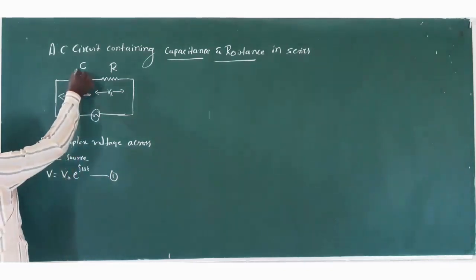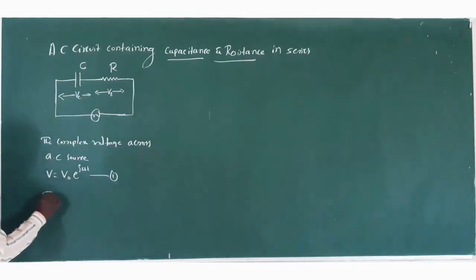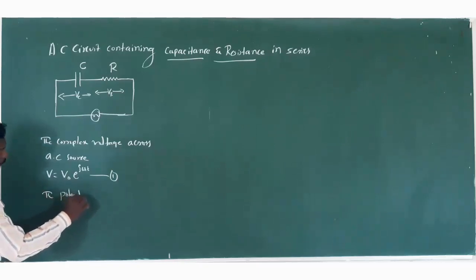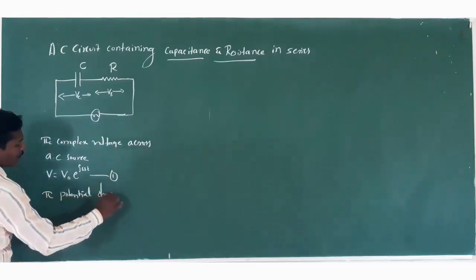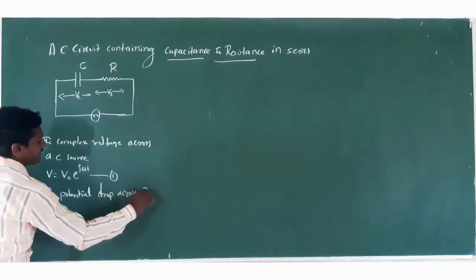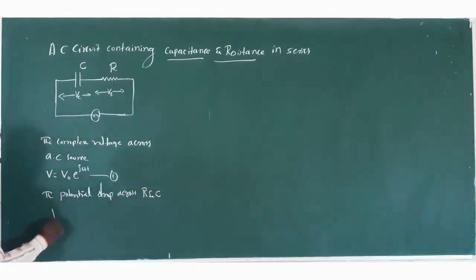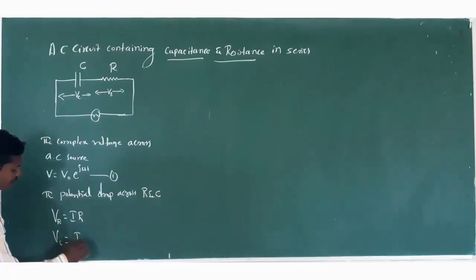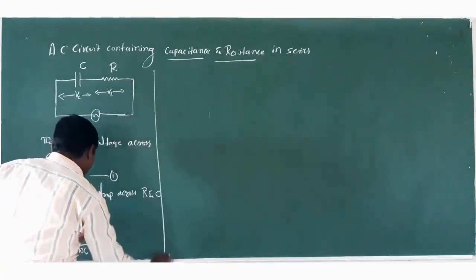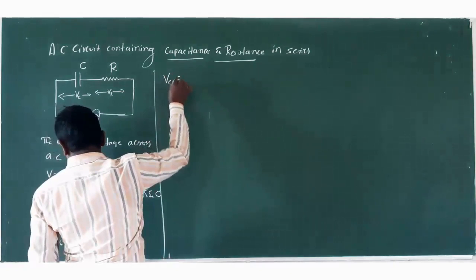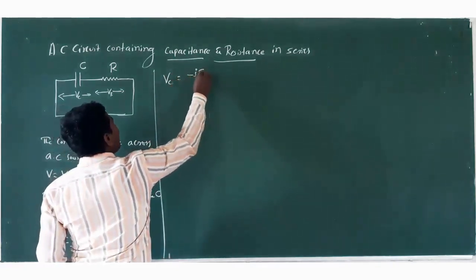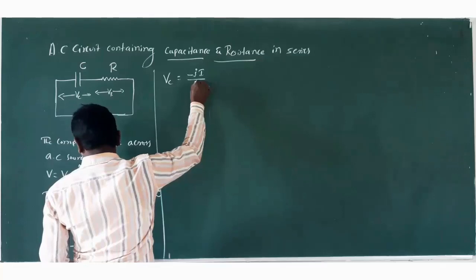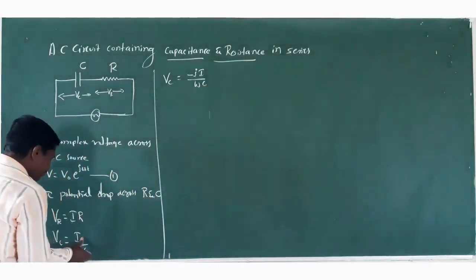Now the potential drop across the resistor and the capacitor becomes VR, which is equal to I into R, and VC, which is equal to I naught divided by j omega C. Now this can also be written as VC, which is equal to minus j I divided by omega C.